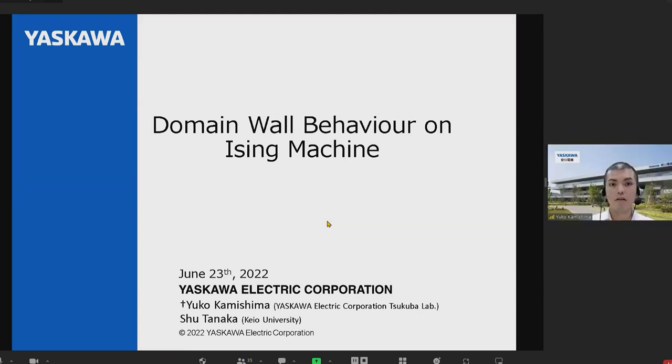Okay, hello everyone, and I first want to thank the organizer and everyone for giving us today the opportunity to present our study. I'm Yuko Kamishima from Yaskawa Electric Corporation. The title of the presentation is Domain Wall Behavior on Ising Machine. This study was conducted with Shu Tanaka of Keio University.